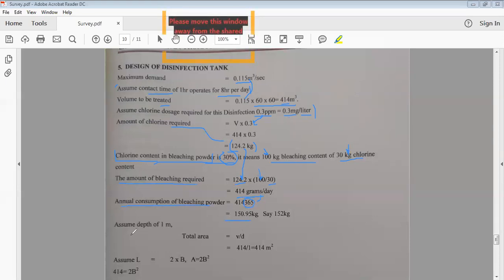Okay, then assume depth as 1 meter. Now total area is, we divide this volume by this 1 meter depth of tank. This is the area we got, which is essential for us to calculate length into breadth. So take length equal to 2 times of the breadth. So area you know, and L is equal to 2 times of breadth you know. Now what you do, you design length and breadth of the tank. Okay, so that is what they did here.